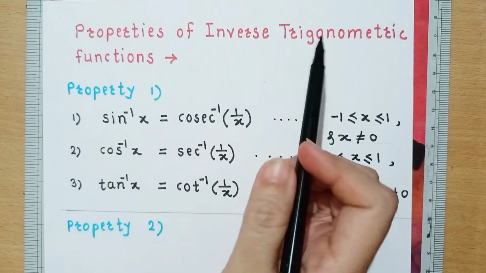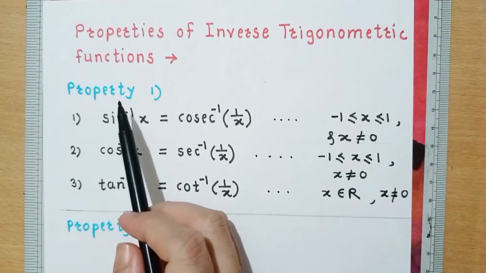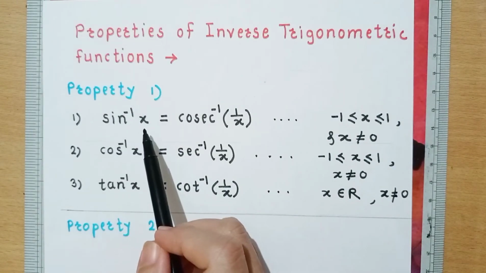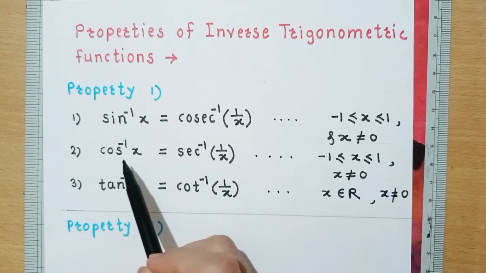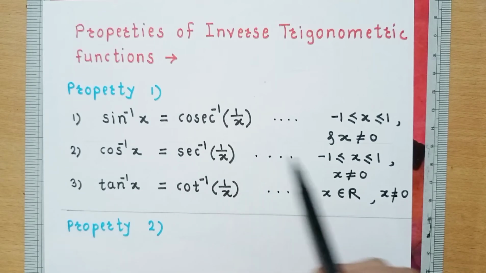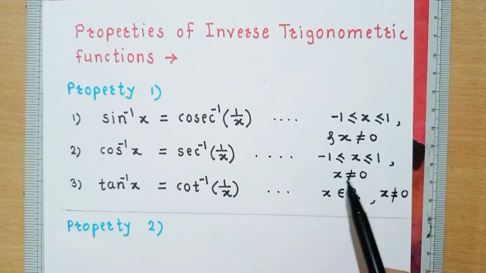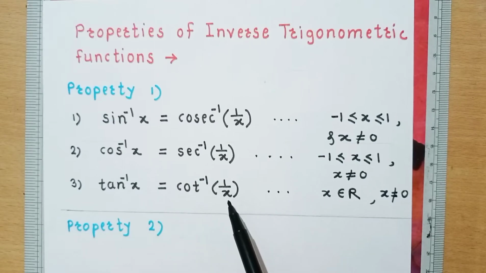Let's check the properties of inverse trigonometric functions, and here we are going to look at 6 properties. Our first property is sin inverse of x equal to cosec inverse of 1 upon x, and cos inverse of x equal to sec inverse of 1 upon x. For both, x lies between -1 to 1, x not equal to 0, and tan inverse of x equal to cot inverse of 1 upon x, where x belongs to R and x not equal to 0.